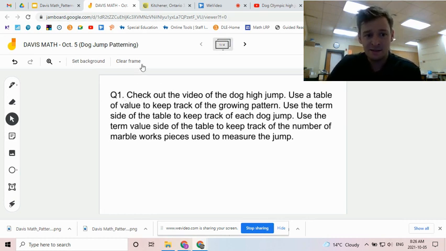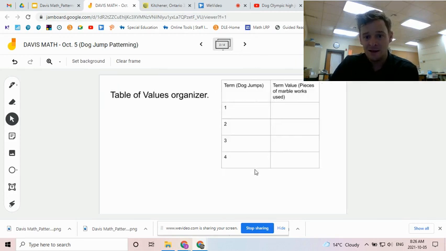The first sentence says, check out the video of the dog high jump. Oh, awesome. You've probably already done that. The next sentence says, use a table of values to keep track of the growing pattern. So I'm going to flip over to the next frame, and you're going to see I've put the structure of your table of values in here. So page 2, where this table of values is already started for you, is where you're going to do your recording of information.